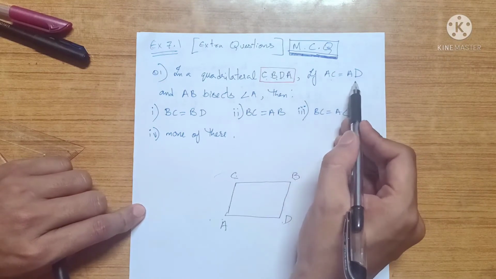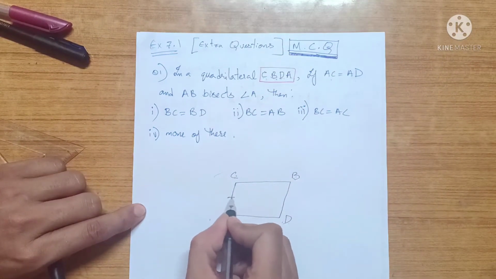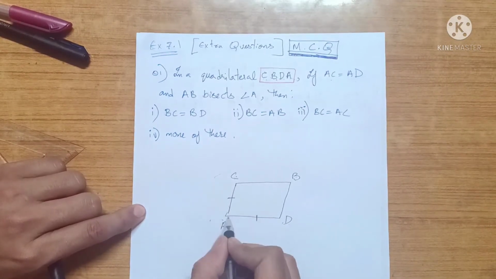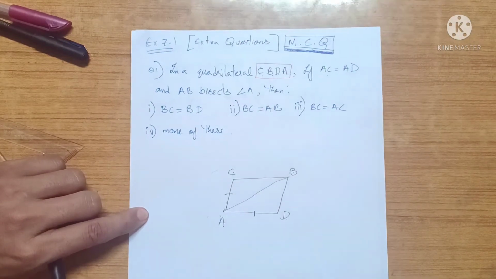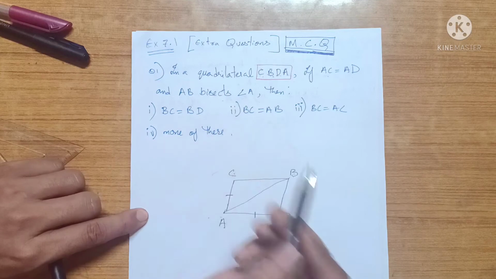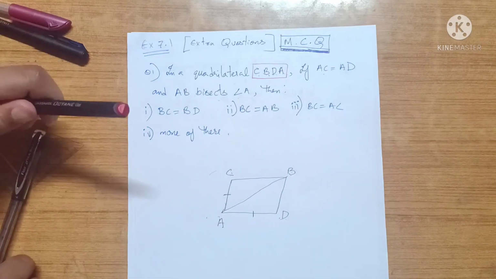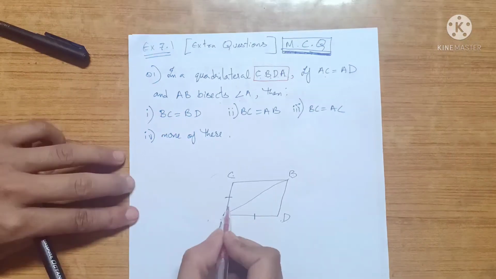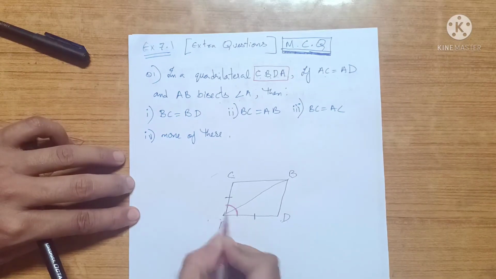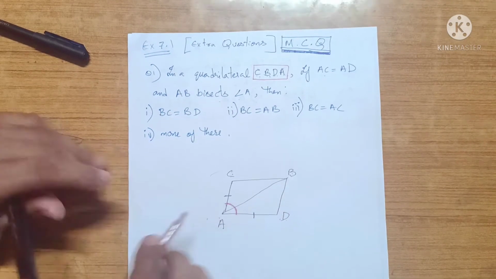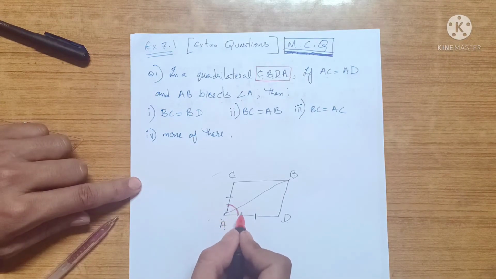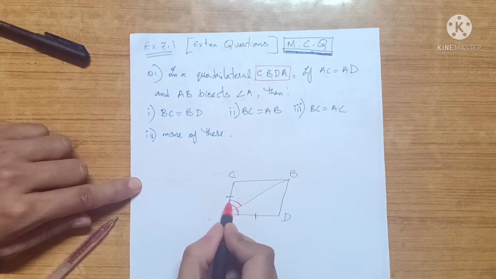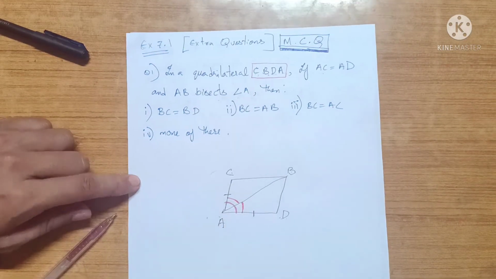If AC is equal to AD, they're saying AC is equal to AD. So these two sides are equal, all right? And then AB. Let's join AB, because they're mentioning AB bisects angle A. So what do you mean by bisect? I've already told you last time that if the whole angle A is suppose 60, then since AB bisects the whole angle A, this will become 30 and this will become 30, which means this part and this part become the same.